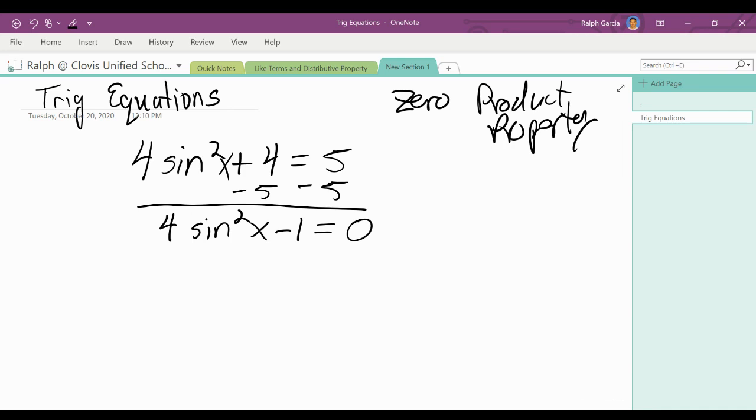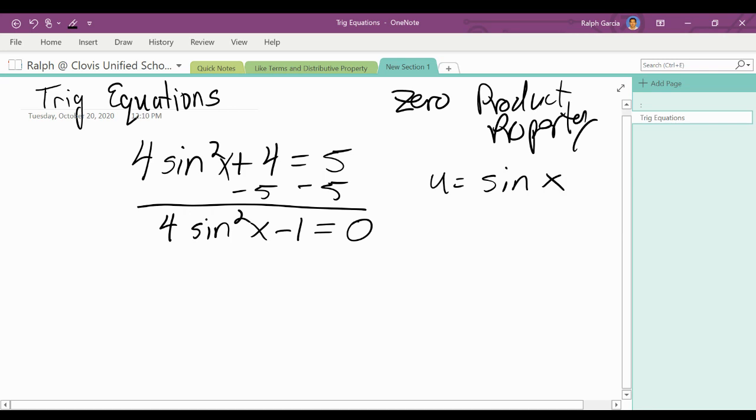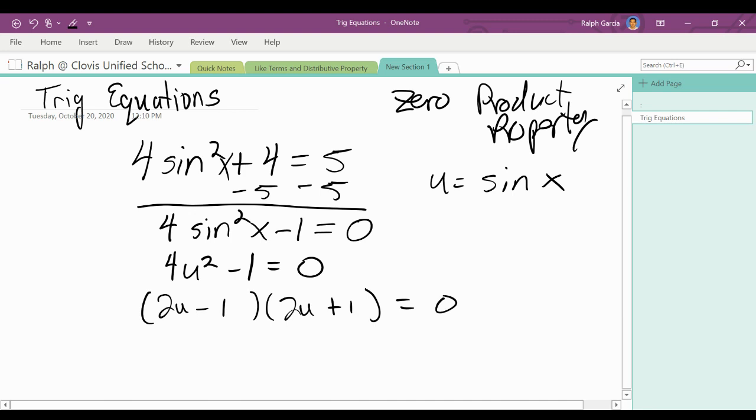You can factor this as is, but just to make things hopefully a little easier to see, I'm going to use u substitution as the factoring. So I'm going to let u equal sine x. Everywhere I see a sine, I'm going to replace it with the u. So I get 4u squared minus 1 equals 0. Then I'm going to go ahead and factor. This is a difference of two squares, so I get (2u minus 1)(2u plus 1).